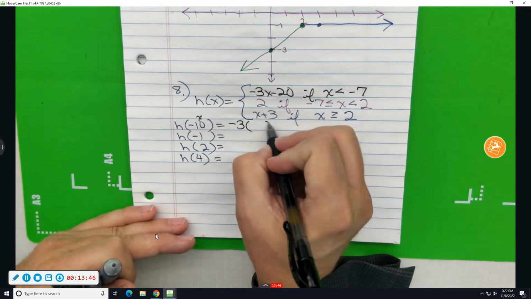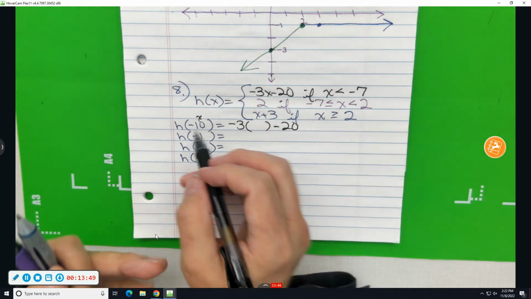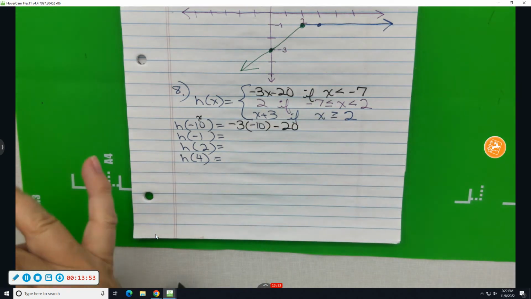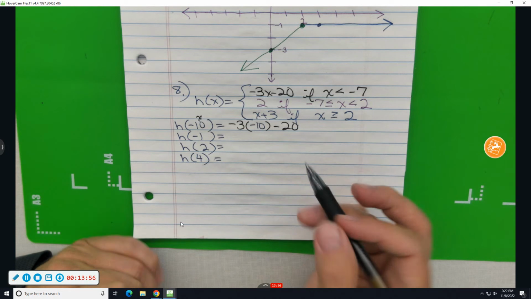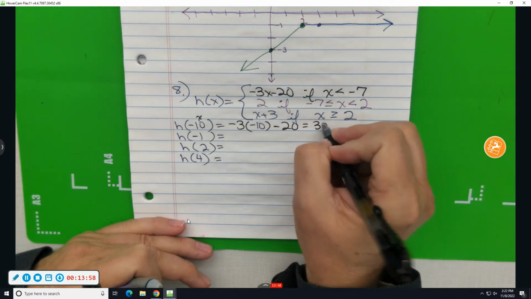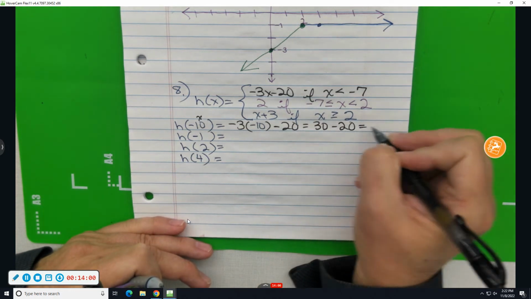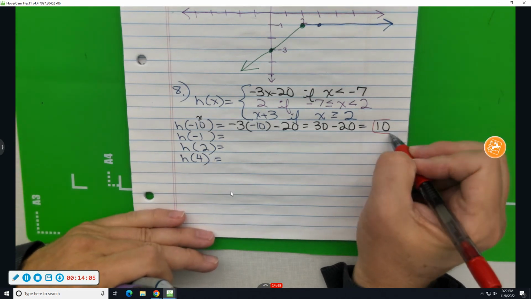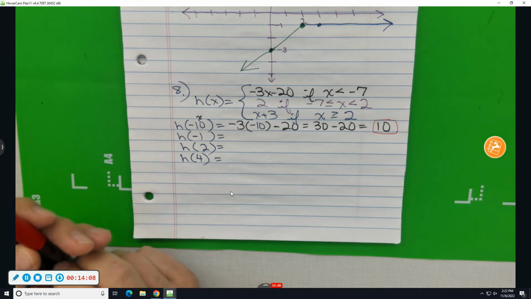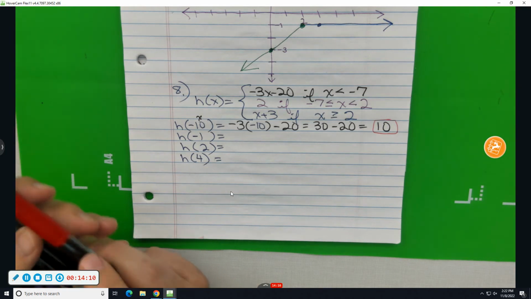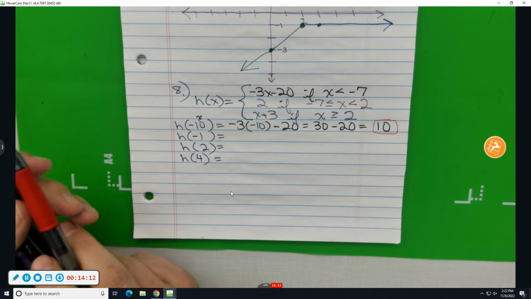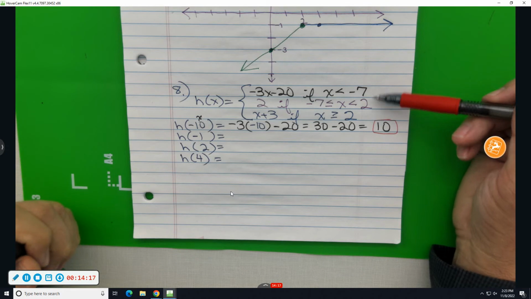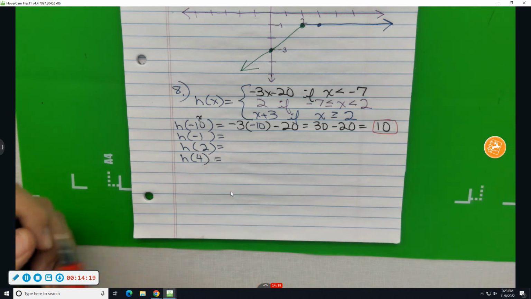You plug in, replace the x with negative 10. So we have a negative 3 times negative 10. That's a 30 minus 20, which gives me a y value of 10. Any questions there? To evaluate a piecewise function, you first have to decide which piece is satisfied, which inequality is satisfied by the given x value.